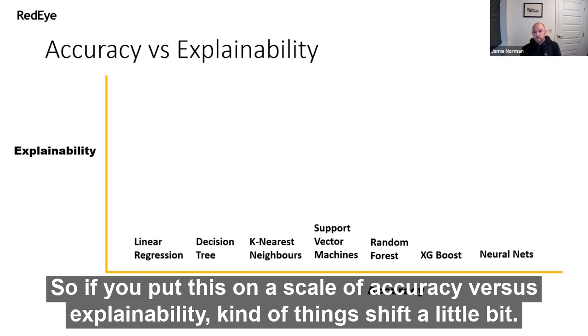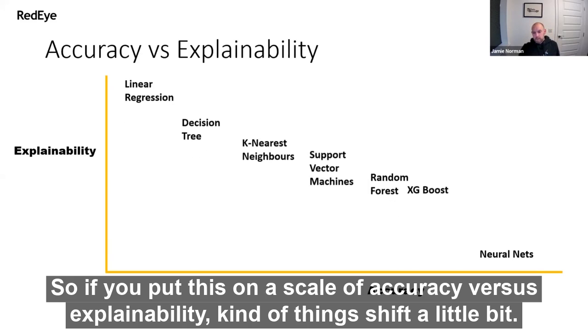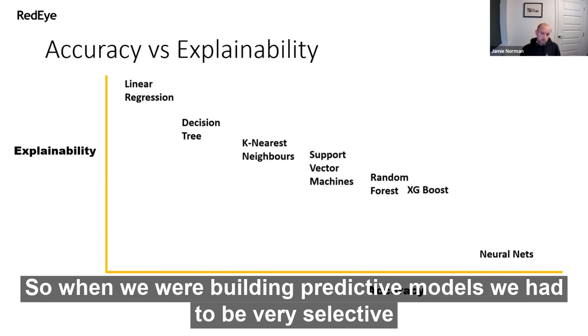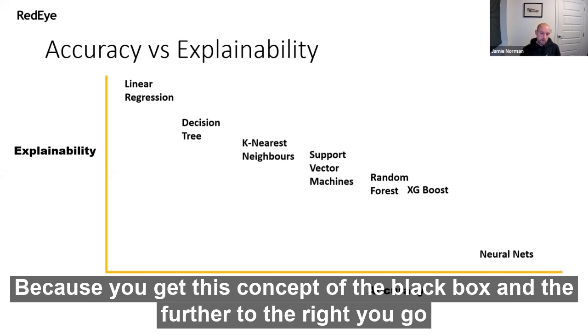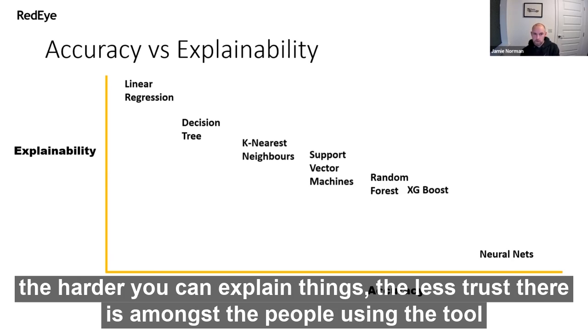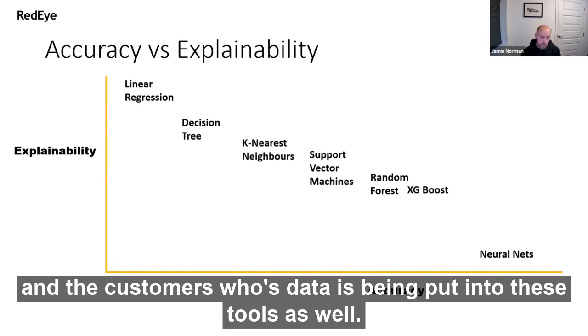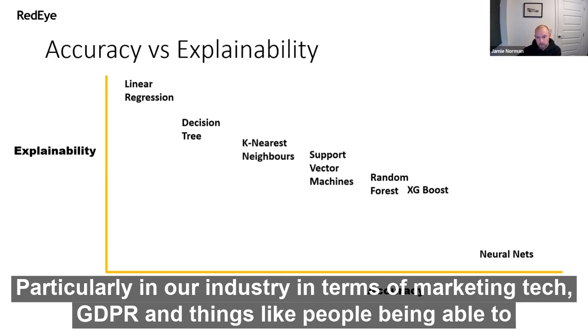So if you put this on a scale of accuracy versus explainability, things shift a little bit. When we were building predictive models, we had to be very selective around what kind of models we chose, because you get this concept of a black box, and the further to the right you go, the harder it is to explain things, and the less trust there is amongst the people using the tool, and the customers whose data is being put into these tools as well.